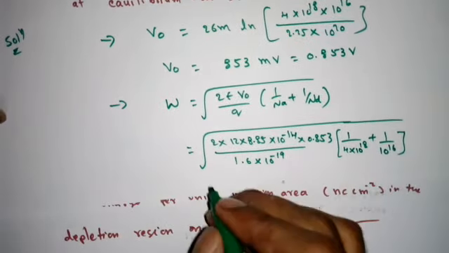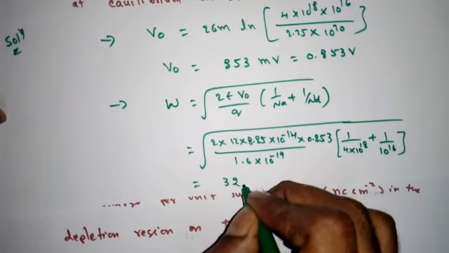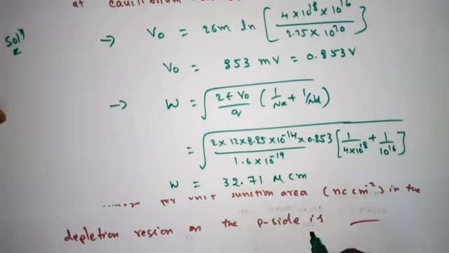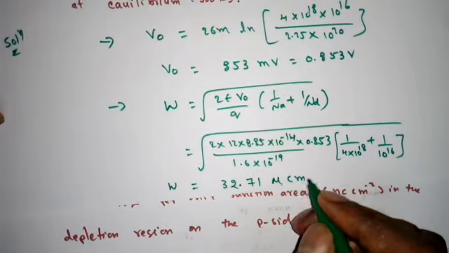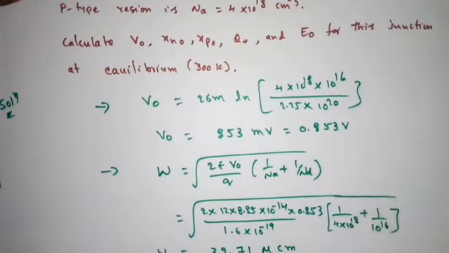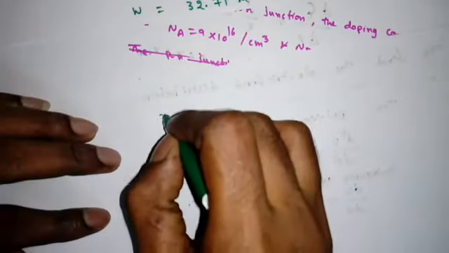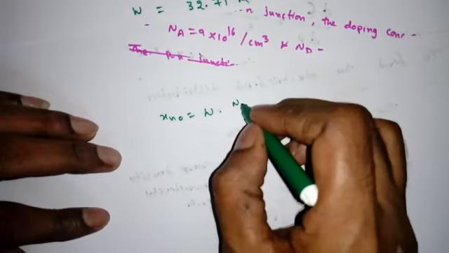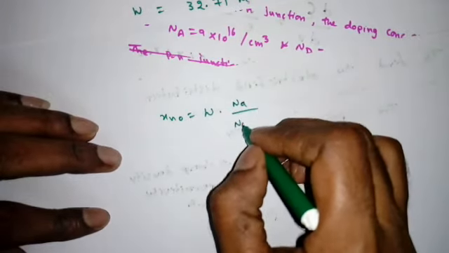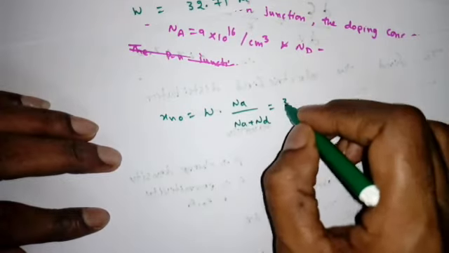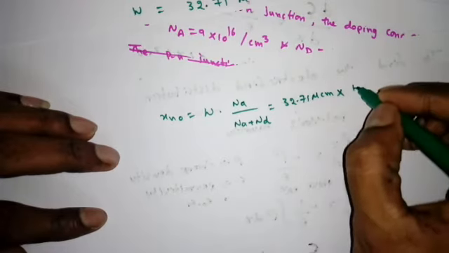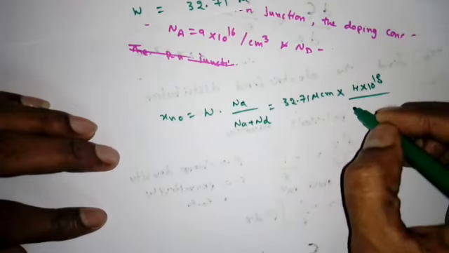So when we solve this one, we'll get 32.71 micro centimeter. This is the W. So keep it in centimeters only because all the values are given in centimeters. So once we know W, next we have to find the Xn naught, Xp naught. What is Xn naught? W into N. This is N, so we'll get acceptor concentration by the Na plus Nd. What is W? 32.71 micro centimeter into Na, which is 4 into 10 to the power 18, by Na plus Nd.